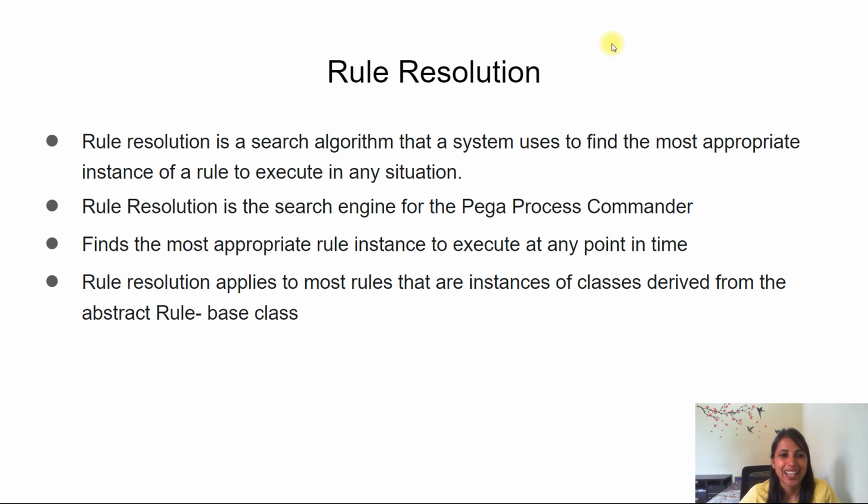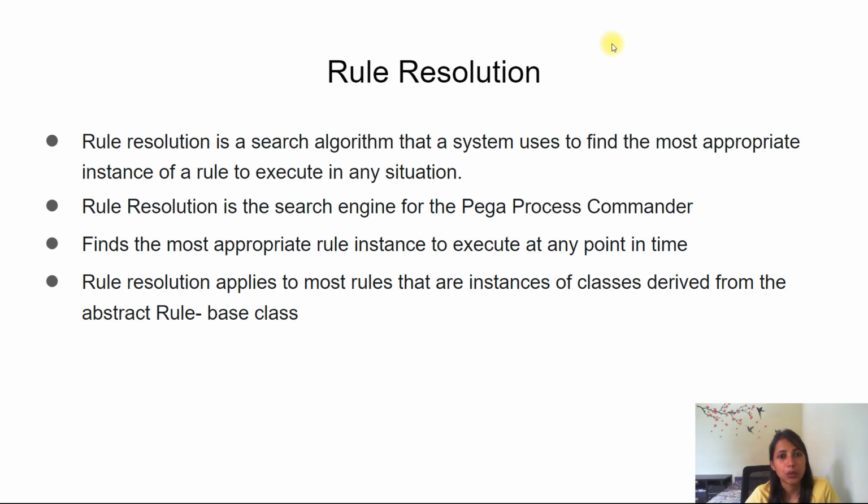So let's start. So basically, what is a rule resolution? It is a search algorithm that the system uses to find the most appropriate instance of a rule to execute in any situation. Okay, so it's basically an algorithm. To come up with the correct rule, we use some steps, one by one, eliminating the unnecessary rules in between, and that's how the rule cache is built up. So we will discuss all of these in this video.